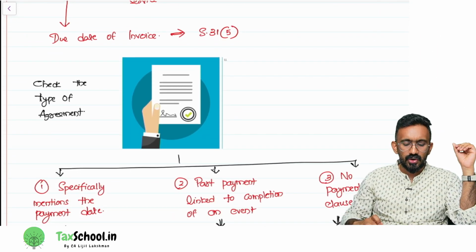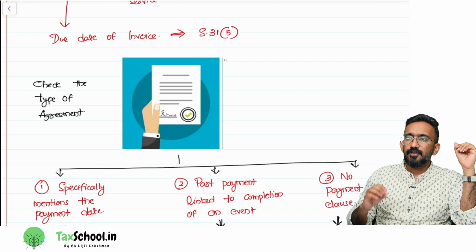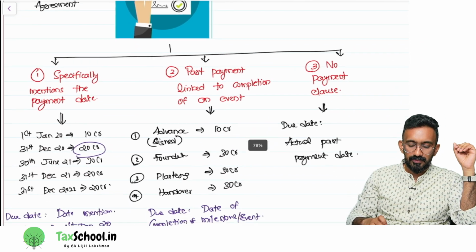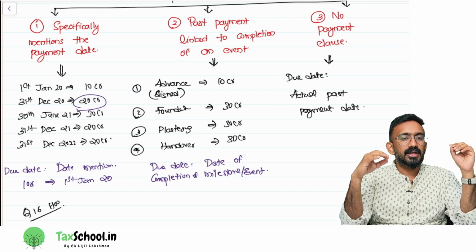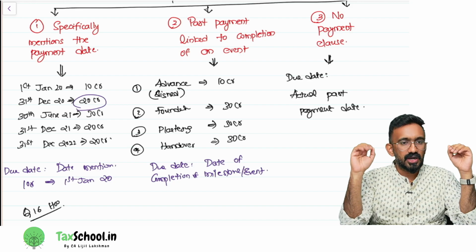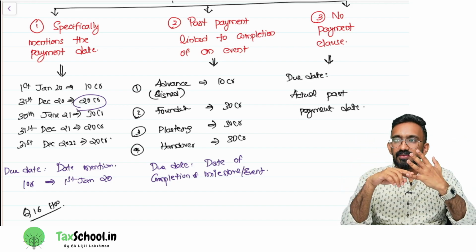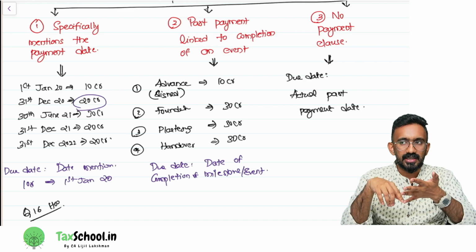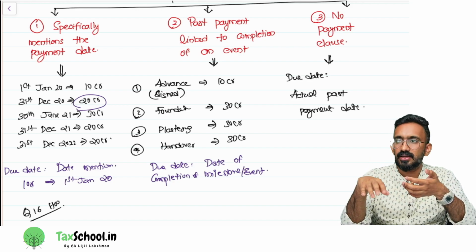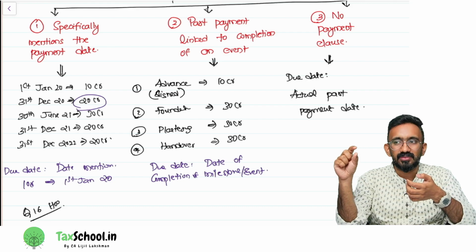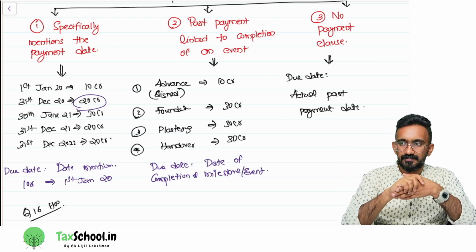They said, look at your contract. Generally, for continuous supply of service, there are 3 types of contracts. First type of contract, part payment date is mentioned in the contract itself. 100 crore is the total payment. They have given that 1st January 10 crore will be paid, 31st December 20 crore will be paid. Likewise, the partial payment date is mentioned in the contract. Then due date of invoice for each part will be the date mentioned in the contract.